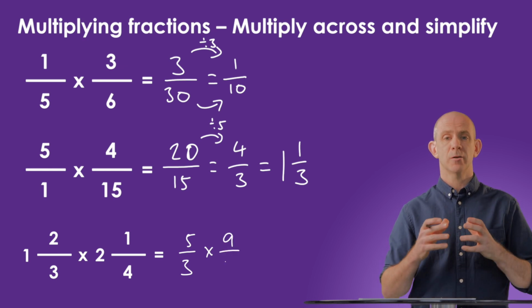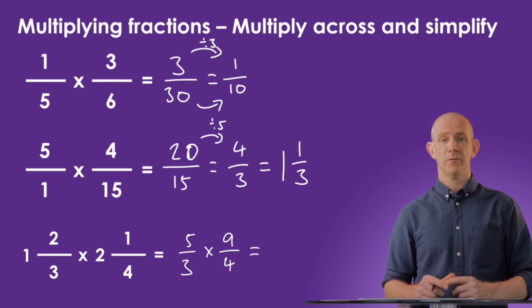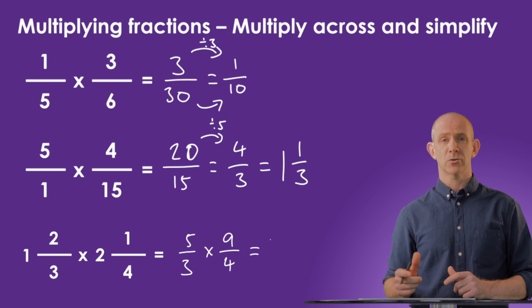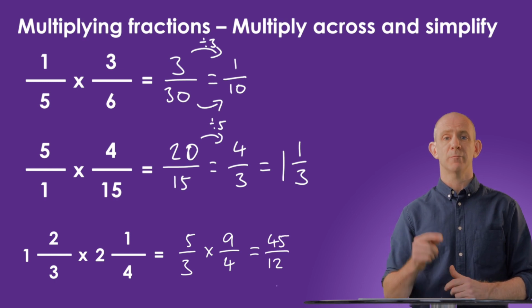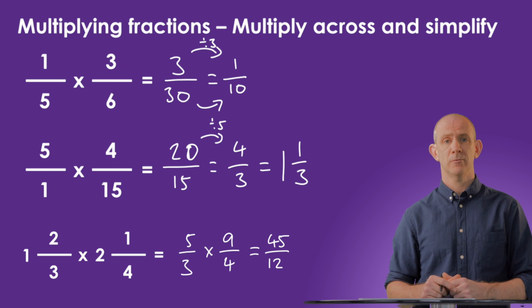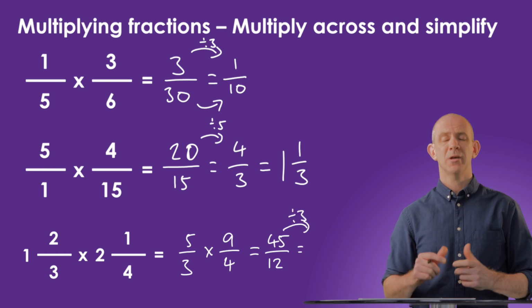We can then complete the multiplication process. 5 times 9 is going to give us 45, and 3 times 4 is going to give us 12. So we have 45 over 12. We can simplify this by dividing both top and bottom by 3, which will give us 15 over 4, and we can then convert it into a mixed number.